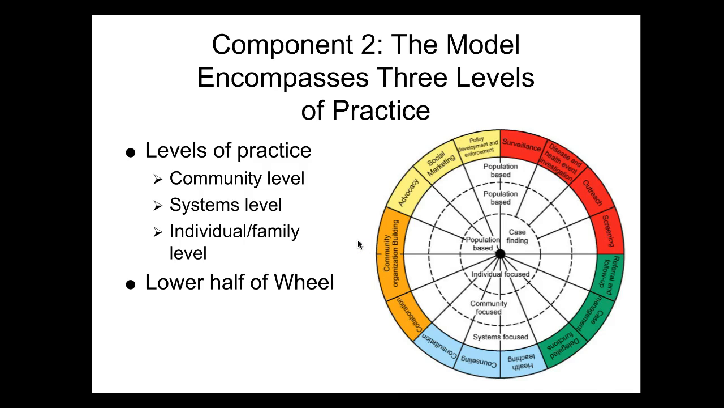Component two, the model encompasses three levels of practice. We talked about the community level, the systems level, and the individual and family level. And remember, in community health, we talked about this in week 1, the difference between the individual and family level in community versus in other areas in nursing. It's that idea that based on the risks of the community, you're addressing the individual issue and applying it to the community level.